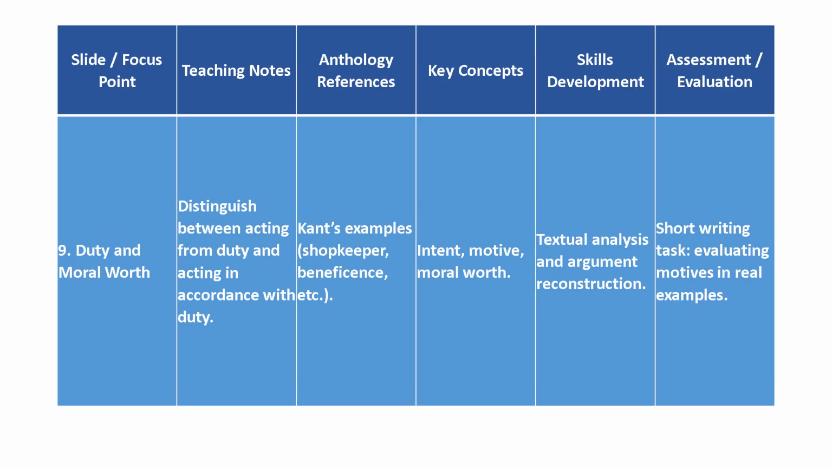Then we have number 1, duty and moral worth. That's to distinguish between acting from duty and acting in accordance with duty. Wonderful. Kant's examples: the shopkeeper, beneficence, etc. The key concept is about intent, motive, moral worth. Skills development: textual analysis and argument reconstruction. Assessment evaluation: also a short writing task, evaluating motives in real examples. And with this concept, you can give details to grab the information I'm trying to pass across.